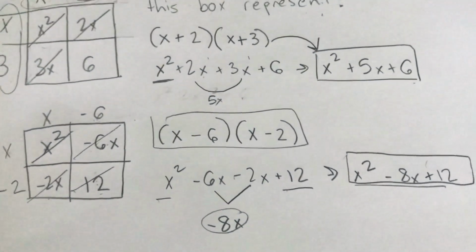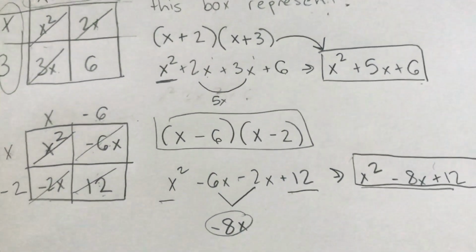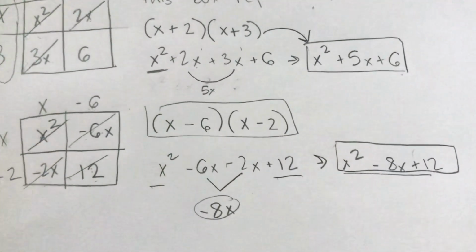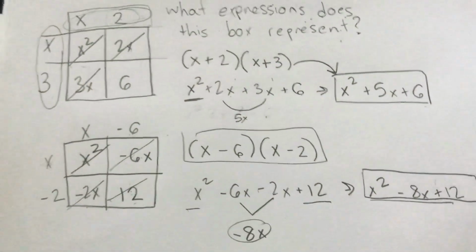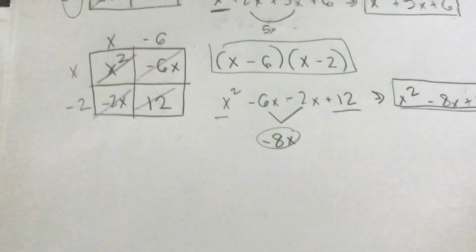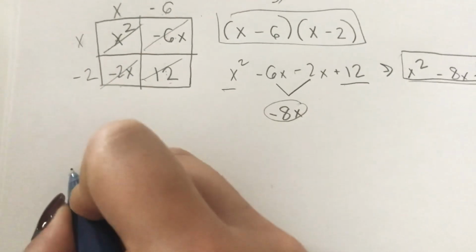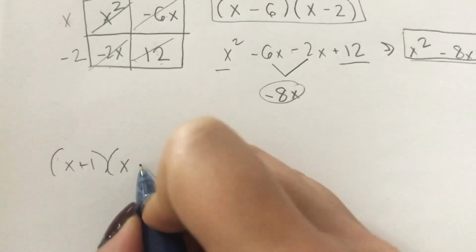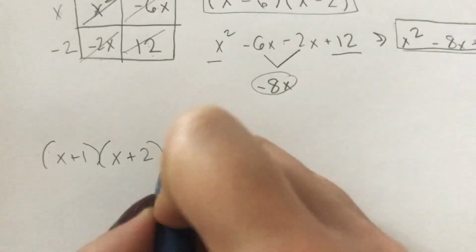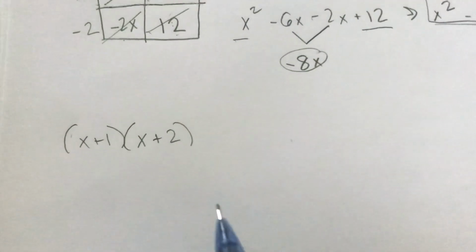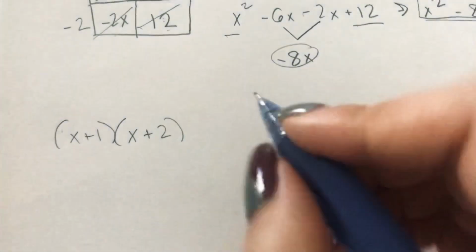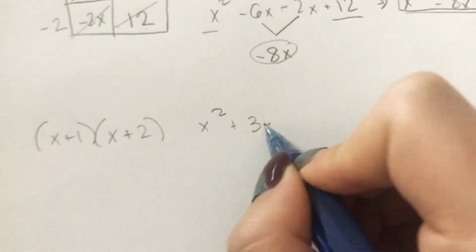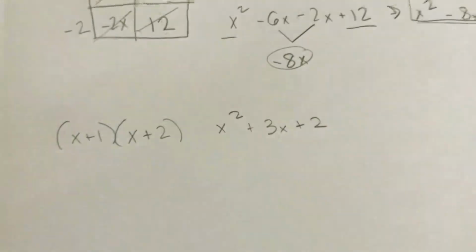So on your next activity, what you're essentially going to do is you're given two expressions, one in factored form and one in standard form, and it's going to ask you to show that each pair of expressions is equivalent. So for example, let's say you're given x plus 1 and x plus 2, and it's asking you to show that this is equivalent to x squared plus 3x plus 2.